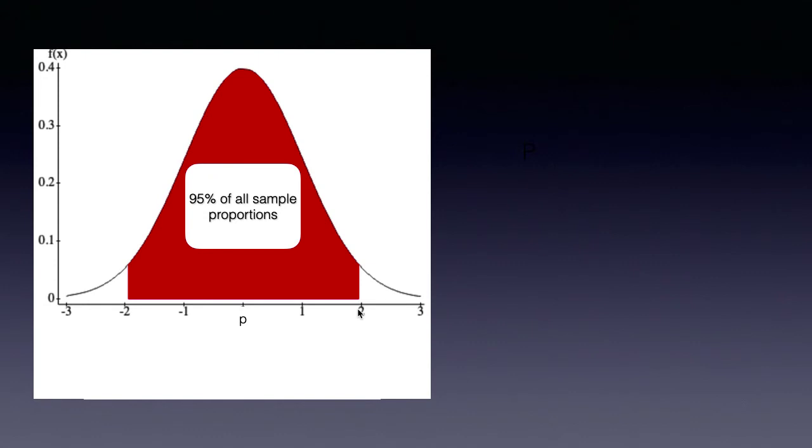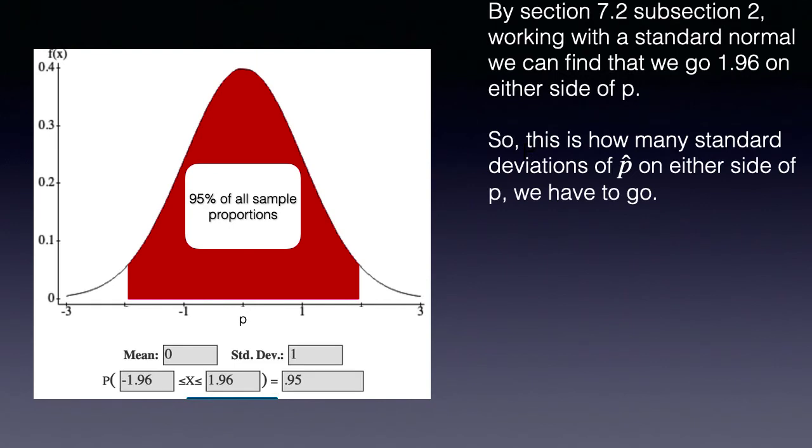The z-score is the number of standard deviations away from the mean. So in this case, p is the mean. So we want to know how far out from the mean we have to go. All right, so let's take a peek at what this means. Under a standard normal distribution, we want to find out how far away we need to go.